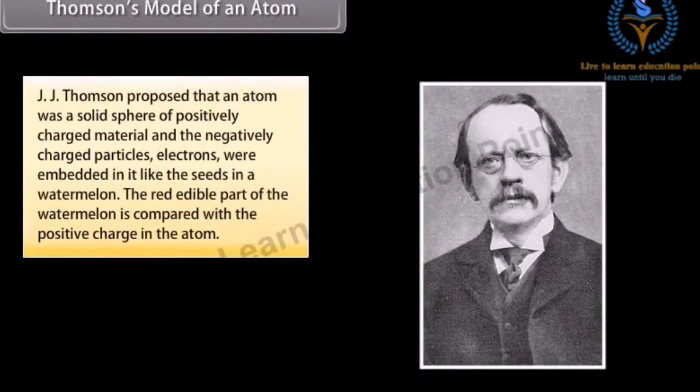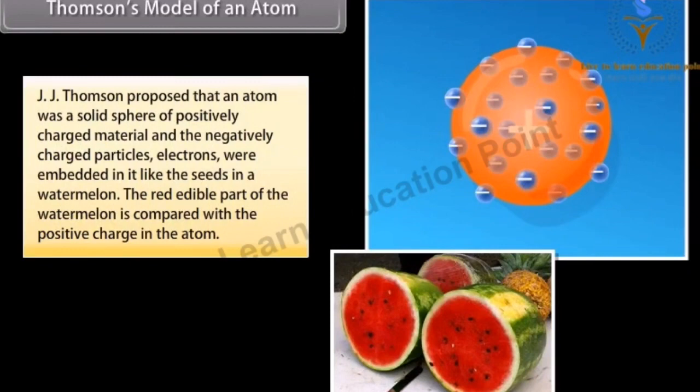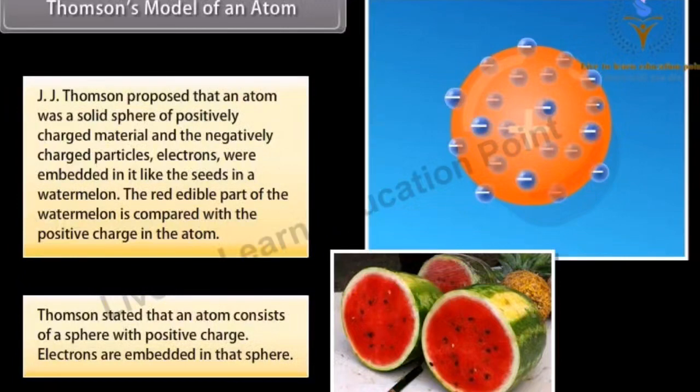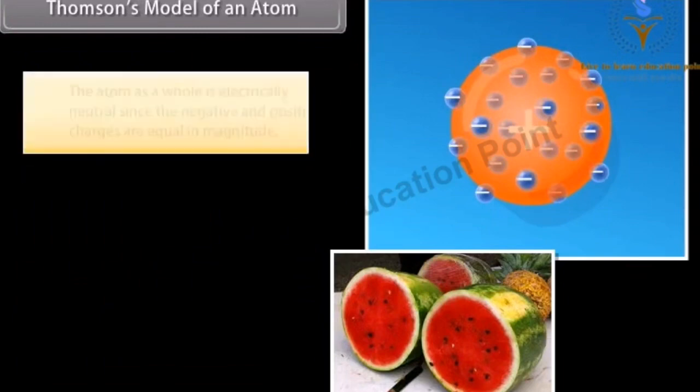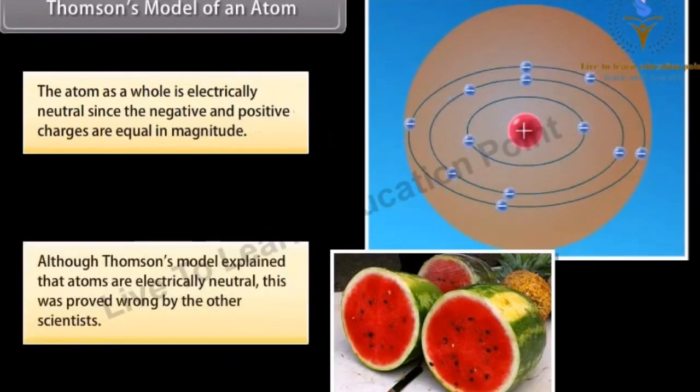Thomson's model of an atom. J.J. Thomson proposed that an atom was a solid sphere of positively charged material, and the negatively charged particles, electrons, were embedded in it like the seeds in a watermelon. The red edible part of the watermelon is compared with a positive charge in the atom. Thomson stated that an atom consists of a sphere with positive charge. Electrons are embedded in that sphere. The atom as a whole is electrically neutral since the negative and positive charges are equal in magnitude. Although Thomson's model explained that atoms are electrically neutral, this was proved wrong by the other scientists.